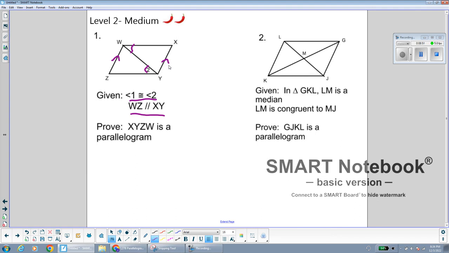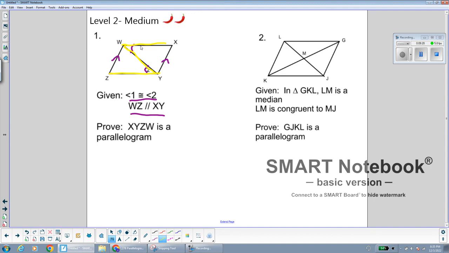I don't see any other information about WZ and XY to conclude that they're congruent, so that might be a little bit tricky. I could possibly prove that with CPCTC if I were to prove the triangles congruent. But there's an easier way. Since we have information about angle 1 and angle 2, let's think about what kind of angles angle 1 and angle 2 are. Notice how they are formed by lines WX and ZY, and the transversal that intersects them.